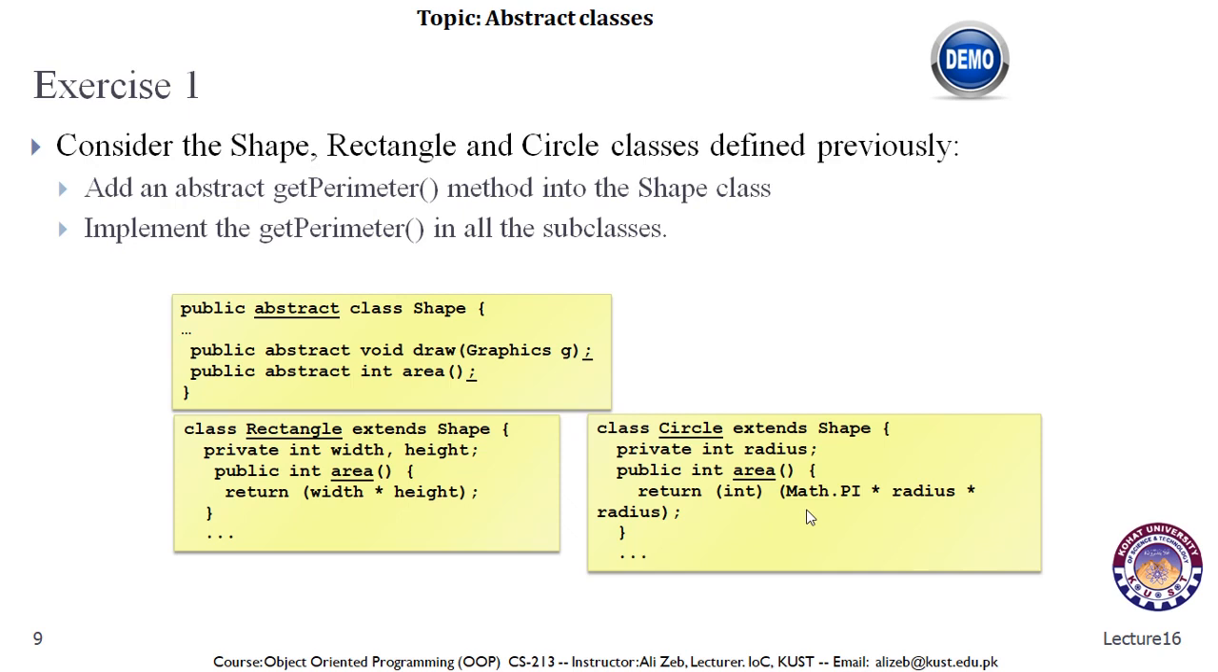If we look at this simple example, consider the shape, rectangle, and circle classes defined previously. Add an abstract getParameter method into the shape class. Implement the getParameter method in all the subclasses. We'll look at an example in our next video.